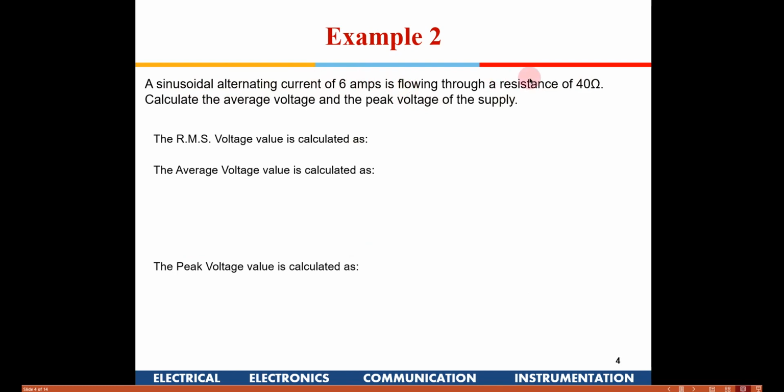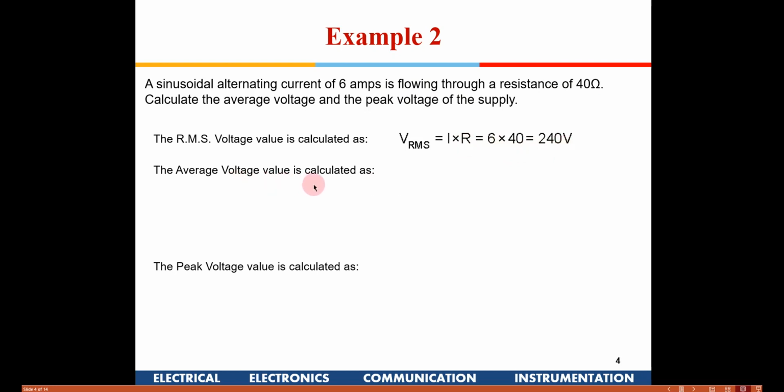So remember that this is not the peak value. Whenever the problem is given like this, when it says a sinusoidal current of 6 amperes, or a voltage of 230 volts, which is the AC voltage we get in our home, when we just say it like that, it means RMS voltage. So here also 6 amperes is the RMS current. So what is the voltage? RMS voltage will simply be the product of these two, right? So I into R, which is 240.